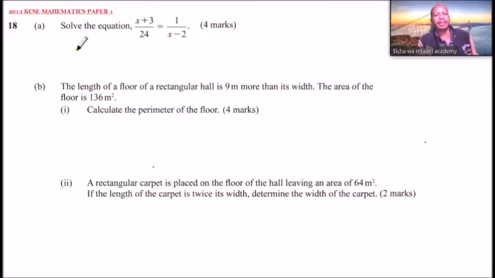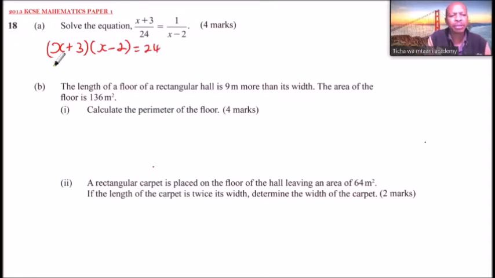So number 18, we are told to solve the equation (x plus 3) over 24 equals 1 over (x minus 2). What we need to do here is cross multiply, so we write (x plus 3) times (x minus 2) equals 24 times 1, which is 24. You open the bracket and you get x squared minus 2x plus 3x, and then we have minus 6 equals 24.